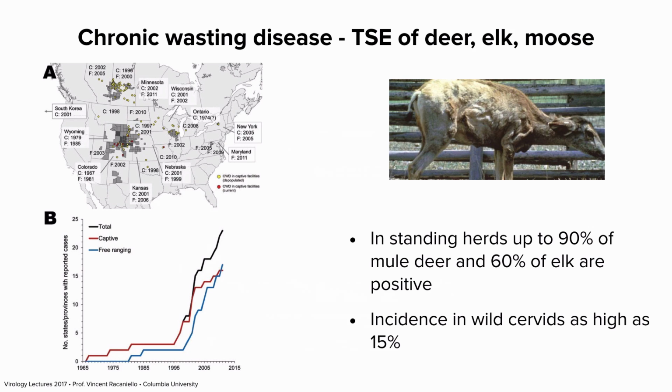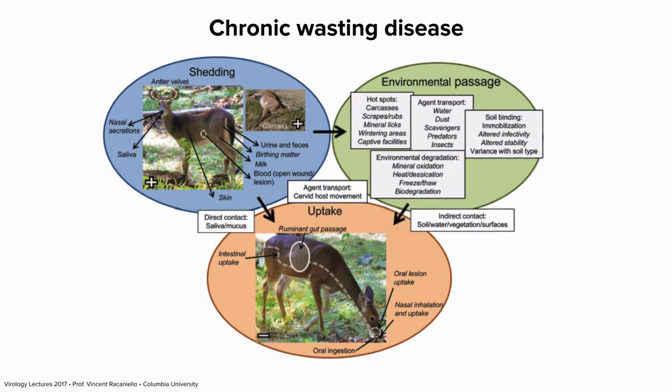Very high percentage. Standing herds 90%, 60%, wild cervids up to 15%. So what happens is these deer shed the prions. They shed them on their antlers, nasal secretion, saliva, skin, blood, milk, give birth. The baby has prions in them, urine and feces. And these survive in the environment. They're quite stable, and other animals can eat them, not only deer, but other animals as well.